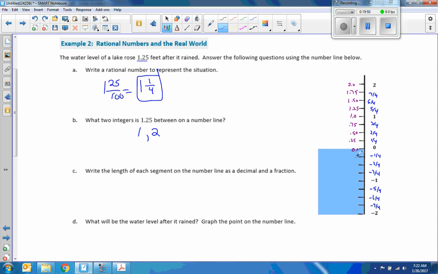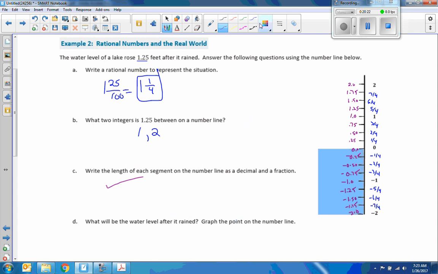You want to put 0.0? Sure. Negative 0.25, negative 0.50, negative 0.75, negative 1.0, negative 1.25, negative 1.50, negative 1.75, and negative 2.0. So C is done.